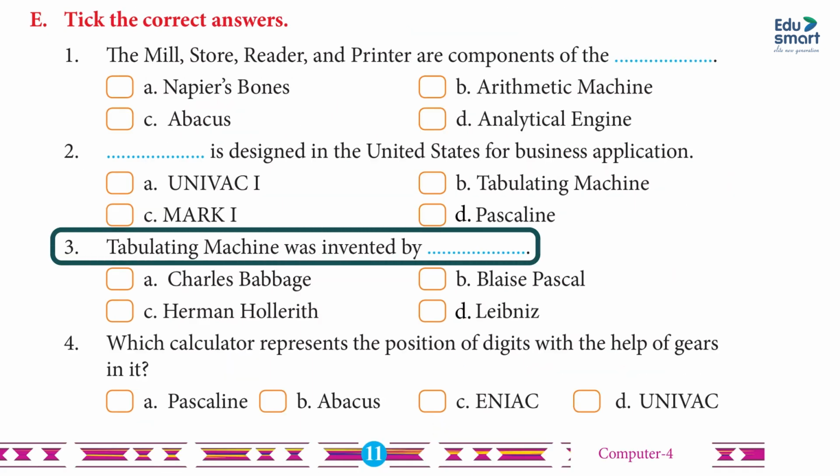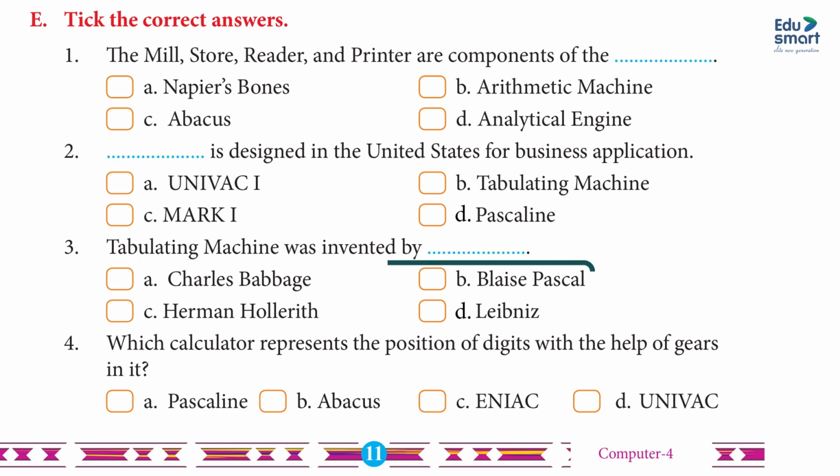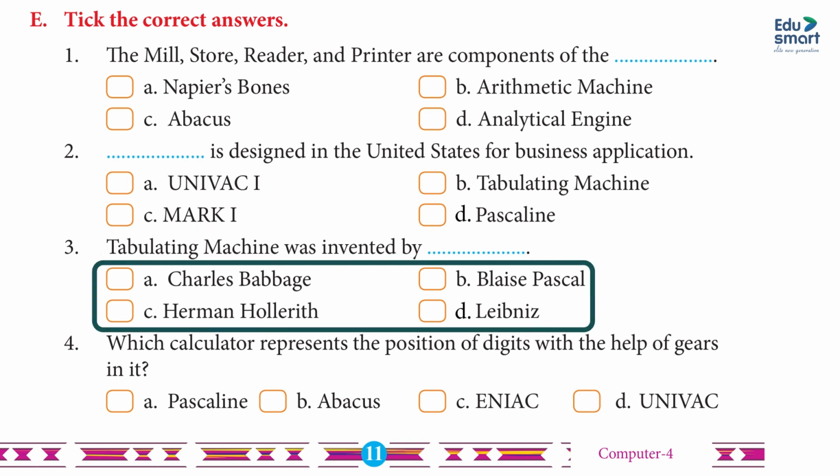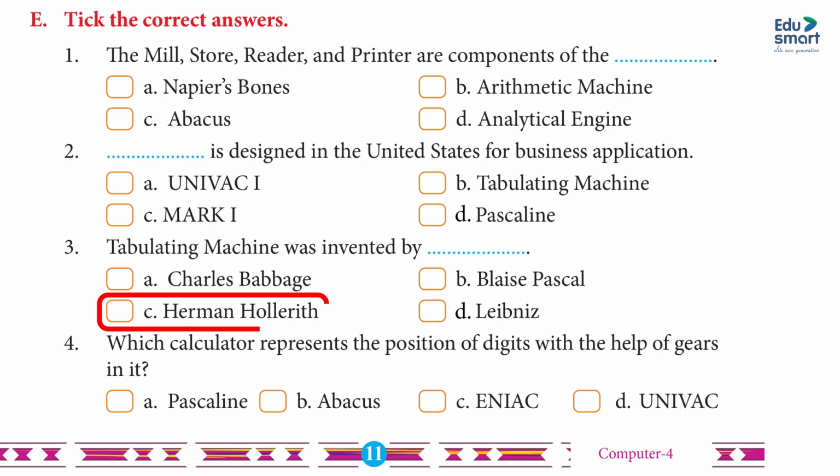3. Tabulating machine was invented by dash. A. Charles Babbage. B. Blaise Pascal. C. Hermann Hollerith. D. Leibniz. Answer: C. Hermann Hollerith.